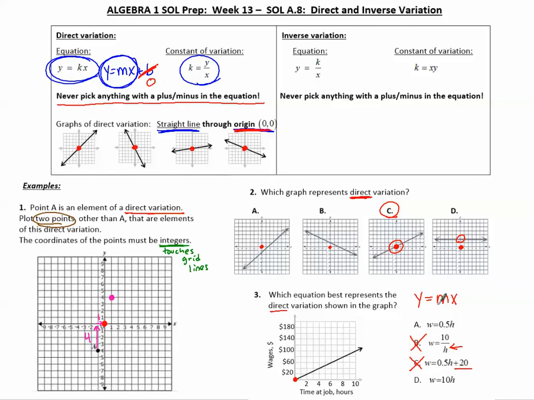Now remember that m is like the slope. So I should count the slope by looking at the rise over the run. Notice in this graph, I will go up 20 and then over 2. So the slope is 20 over 2, which is 10. And this one has that slope, y equals 10x, or because we're using w and h, w equals 10h.